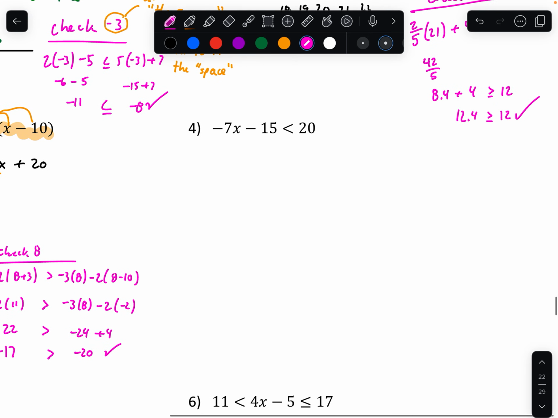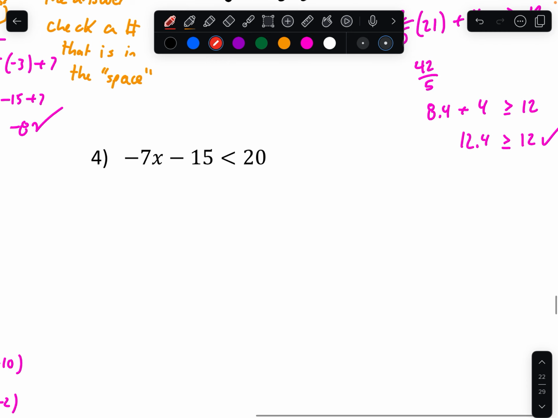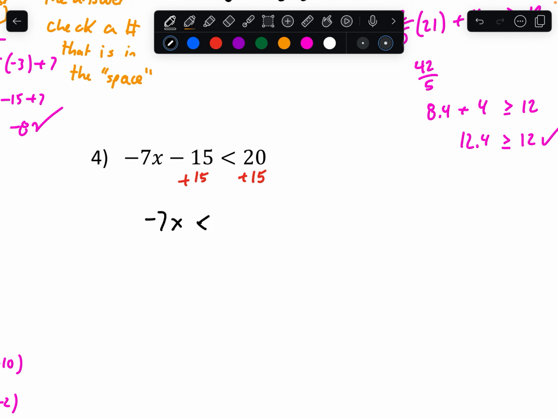So, next one, get after it. I want to get x by itself, so I'm going to add 15 to both sides. I get negative 7x is less than 35. And we divide by negative 7. So x is less than negative 5. Okay, that was easy. Another line.